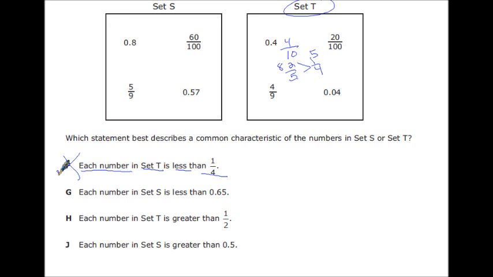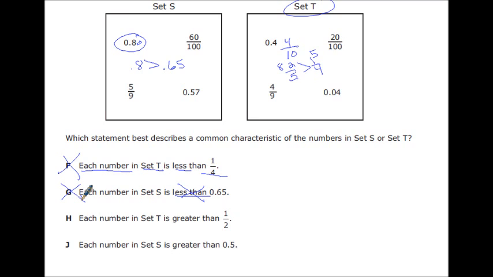I also have letter G. Each number in set S is less than 0.65. Well, I can see right here that this is really 80/100 or 8/10. And actually 8/10 is greater than 65/100. So it's not less than, it's actually greater than, so G does not work.